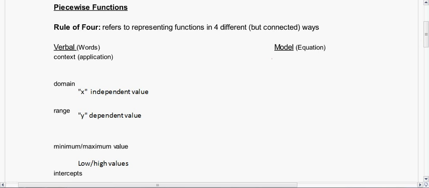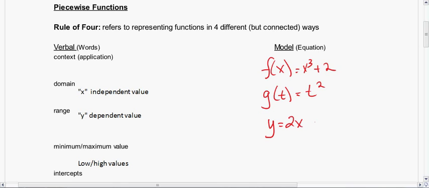We'll use function notation here rather than the x or the y's. f of x equals x cubed plus 2. So that would be a cubic equation. And here's another one, g of t equals t squared. So these are all just models or equations that could be used to describe a function. Here's a line, y equals 2x minus 1. So these are all things you're probably the most familiar with using, the models or the equations.